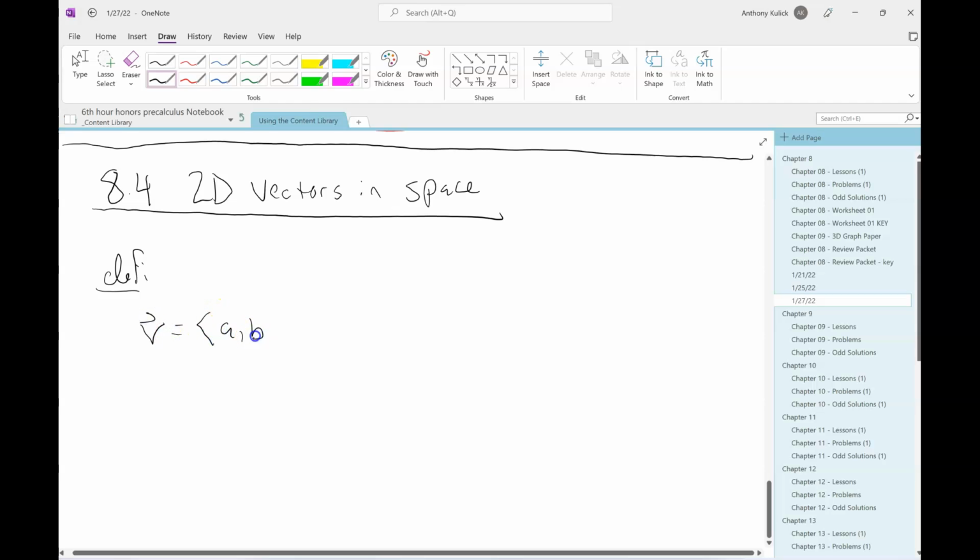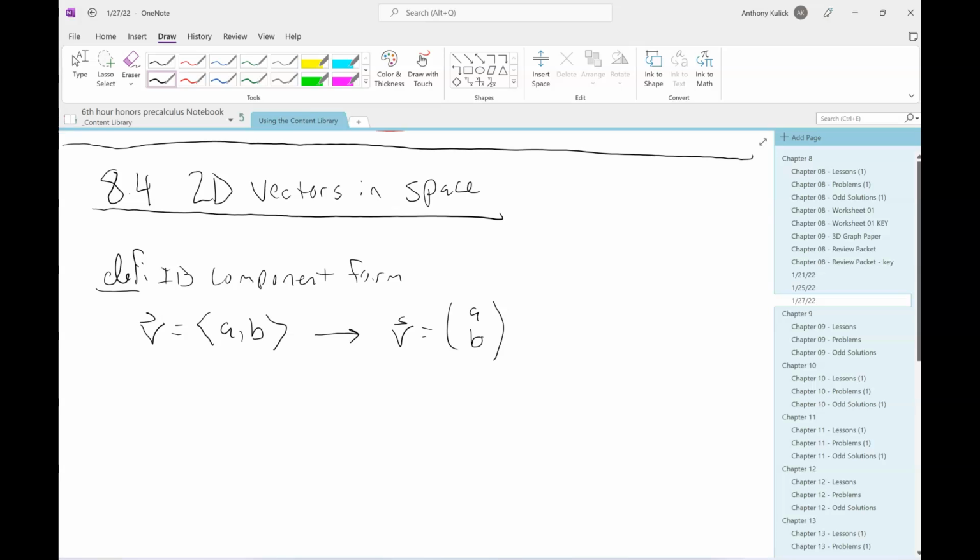So let's say we just have our component form vector v. What our textbook is going to refer to as the IB component form. Now, when I was a student, we would have just called this a column vector, because the vector's written in a column rather than a row. So if I slip and call this a column vector, which I probably will for the duration, that's the same thing as IB component form. Everybody okay with that?